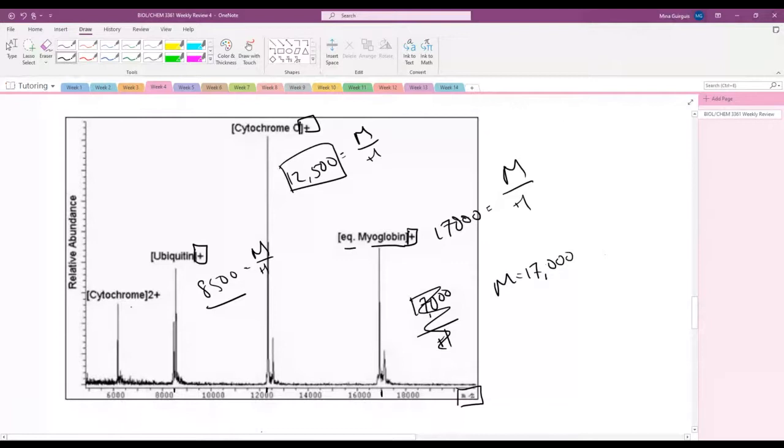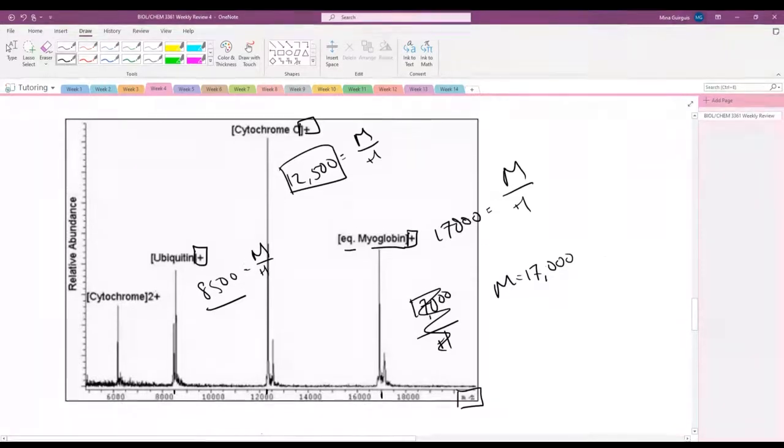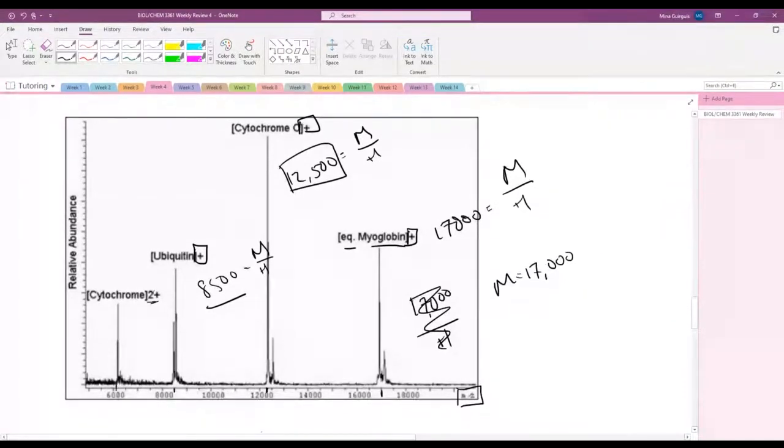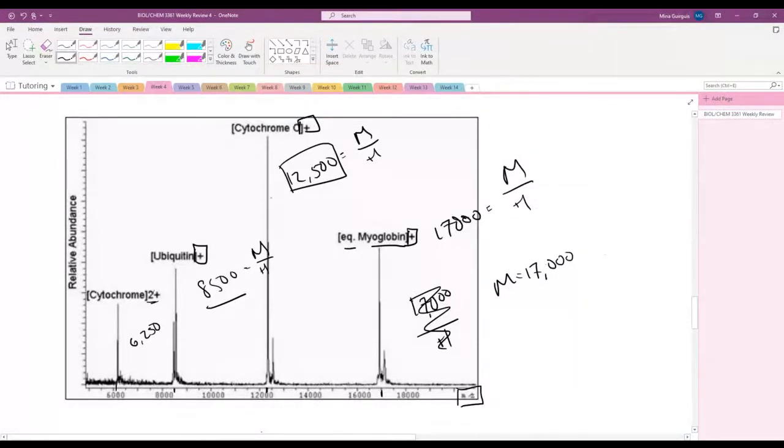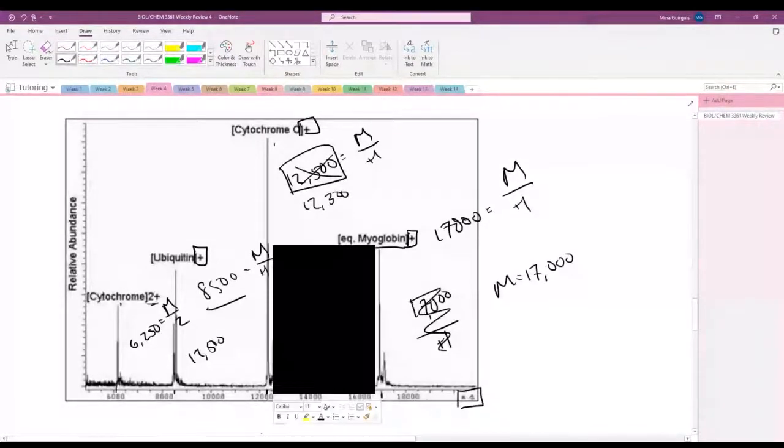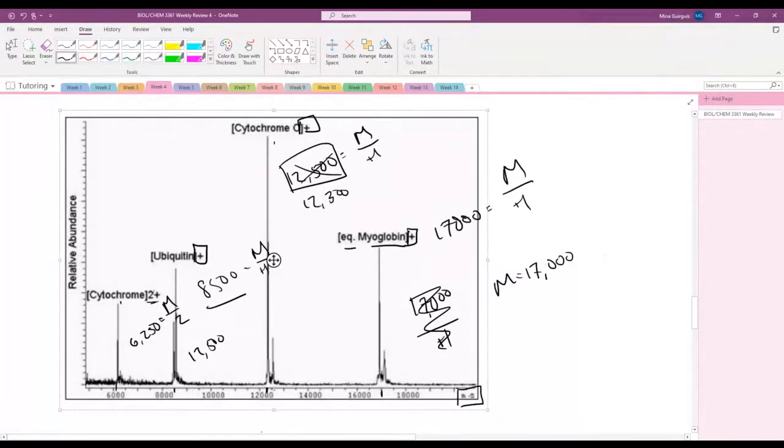This cytochrome is a little bit different. As I'm sure you guys can tell, there's a 2 here. That 2 changes things because this is, let's say, around 6,250. Oh, excuse me, not 5,000. That equals the mass over 2. So we have to double this to get 12,500, which tells us that cytochrome and cytochrome C have similar molar masses. Obviously, we can't get too specific because it's not the most accurate system we have here. So let's call this 12,300 just for the sake of the ranking, since it is a little bit less than the 12,500, which would be here. And this one we'll keep at 12,500.